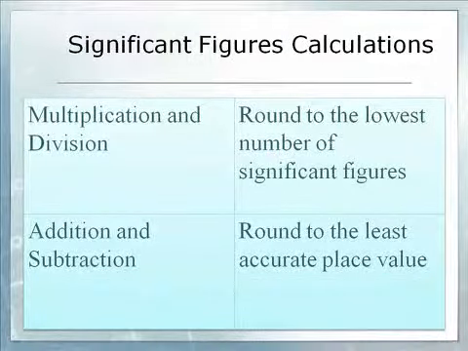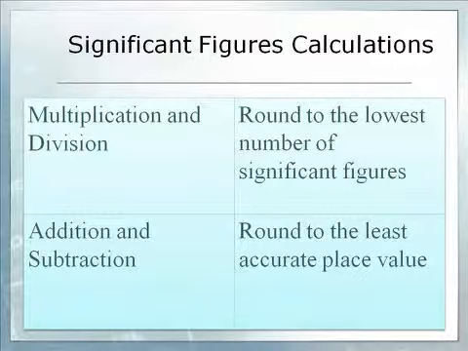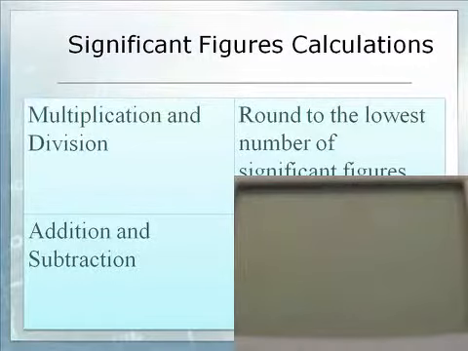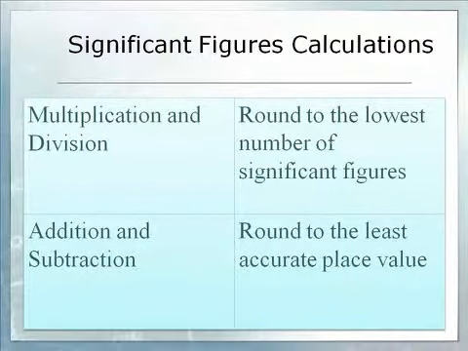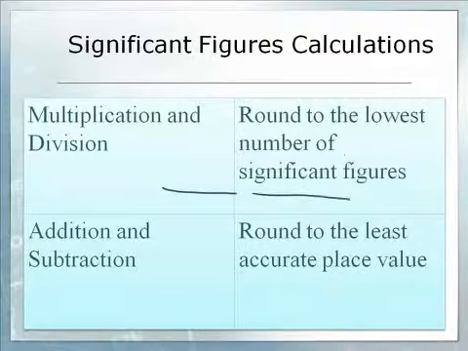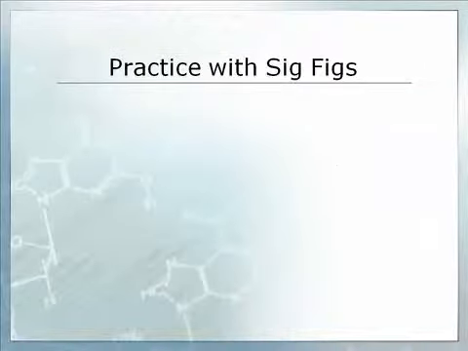For multiplication and division, round to the lowest number of significant figures. For addition and subtraction, round to the least accurate place value, the decimals. Make sure you've written these down, and we'll do some examples. These are the key rules that we're going to use to solve these problems. So now let's just do some problems.